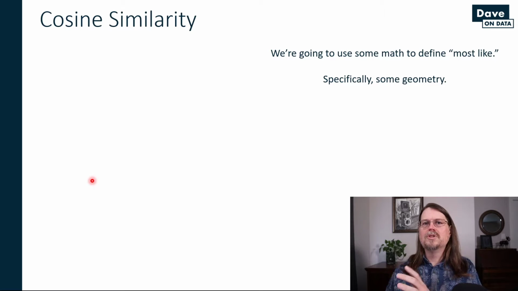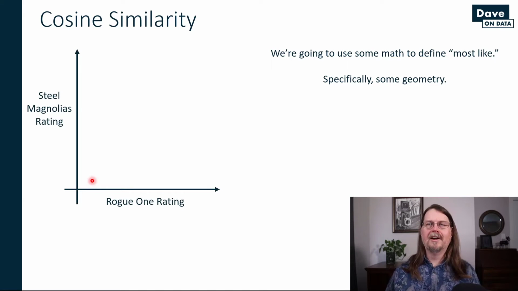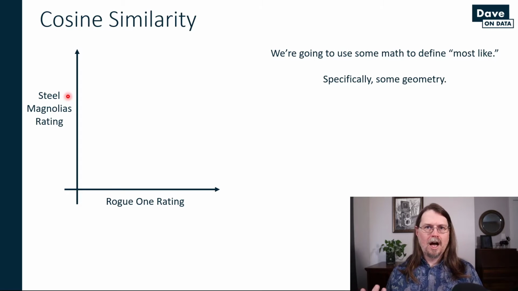So first up, we're going to use a chart. We're going to use a graphic here. And what we can see here is a very simple two-dimensional chart, right? I've got an x-axis here, and I've got a y-axis here, 2 dimensions. And what I'm going to place on this chart is Rogue One ratings, 1 through 5, on the x-axis. And then I'm going to apply Steel Magnolias ratings 1 through 5 on the y-axis, on the vertical. Very simple. And then we can say, hey, let's plot Dave on this chart. We can go back to that table of data. We can say, where would Dave sit on this chart?